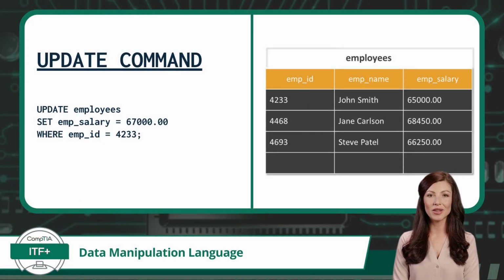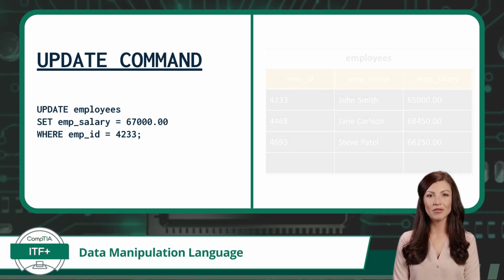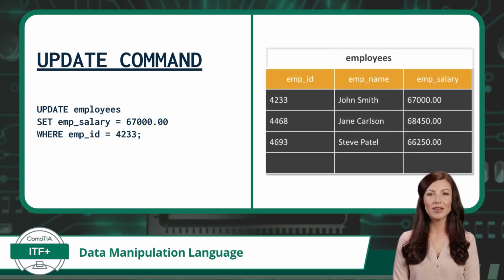Next, we have the update command. This command allows you to modify existing data records in a table. I have another command on the left and the right will be our output. Currently the output shows the results of our previous insert command. Now we will run the command on the left. After running the command, this would be the result. Our update command has replaced the salary of John Smith with a new value of $67,000.